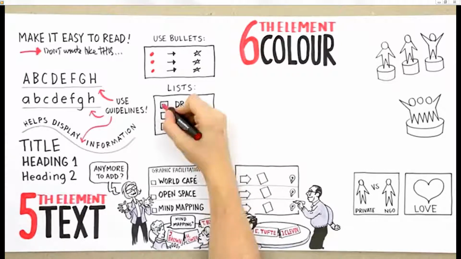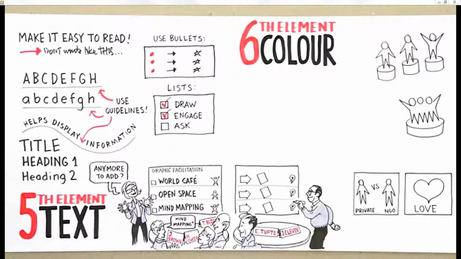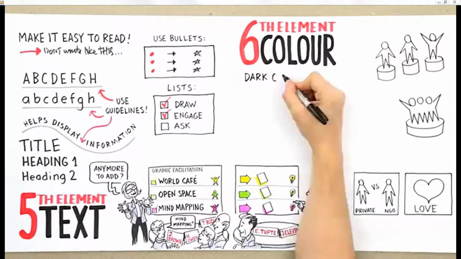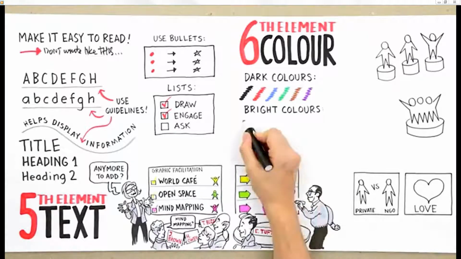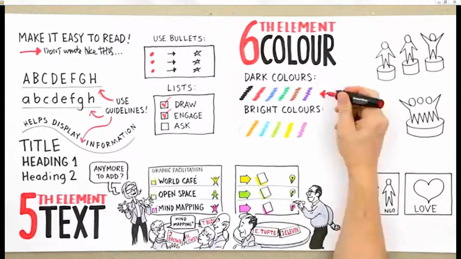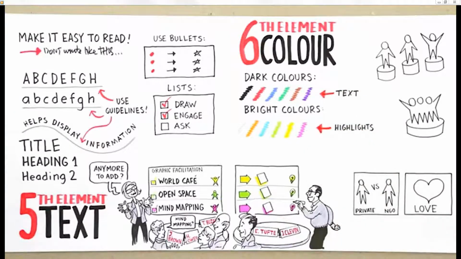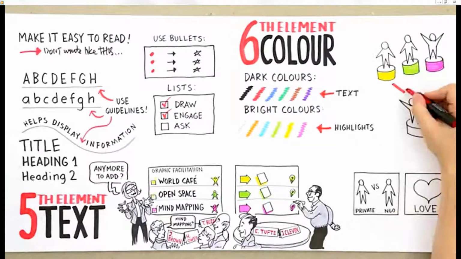Element 6. Color. Colors help us navigate the information we see. Use color to make things stand out, show relations, and add energy. Dark colors are great for text. Bright colors are great to highlight with. Colors can add meaning to a simple illustration and add depth to a story.